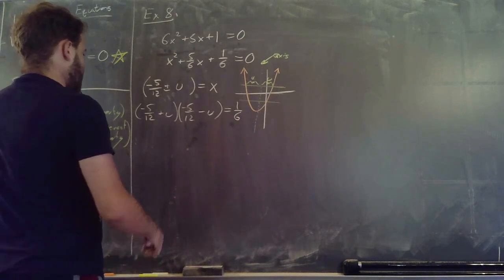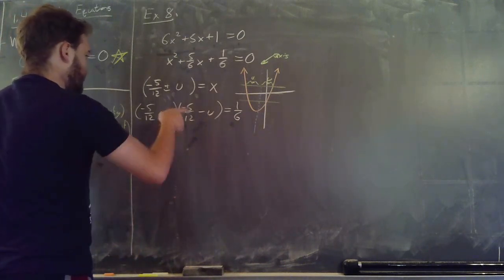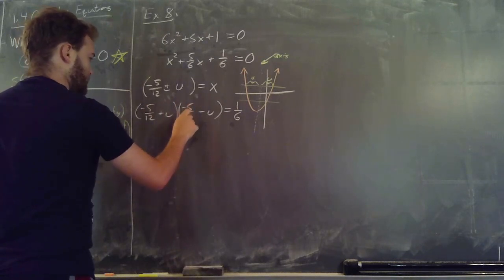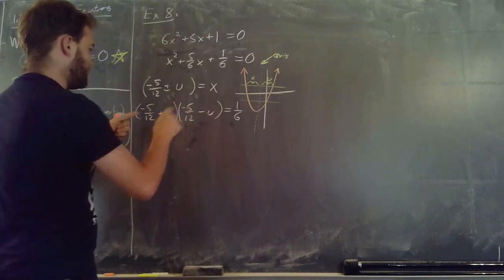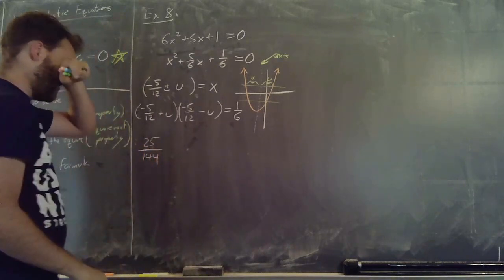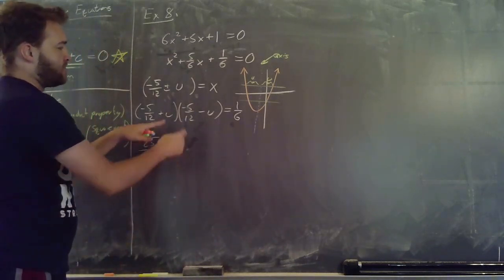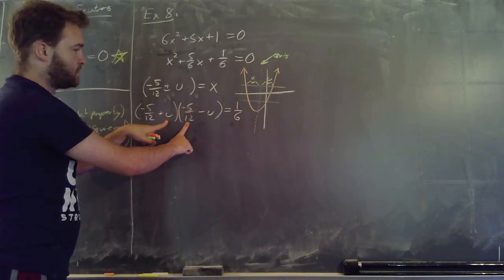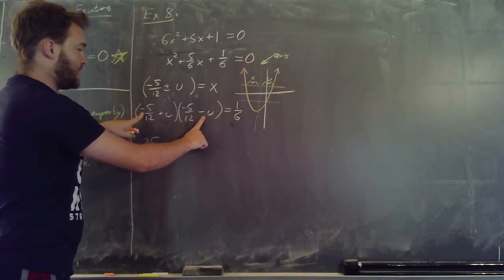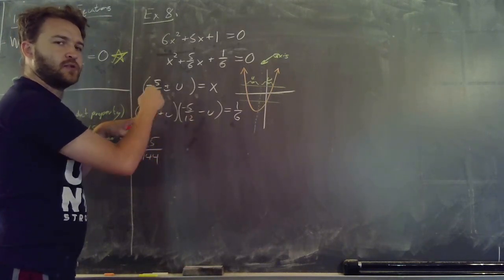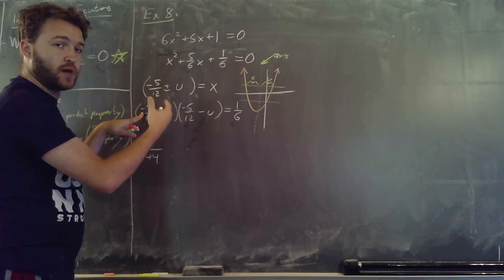So if you notice what I have here, this is negative 5/12 times negative 5/12. Well, that's double negative, so it's positive. 5 times 5 is 25, 12 times 12, 144. Then you'll notice I have plus u times negative 5/12, which is minus 5/12 u. And then I have minus u times minus 5/12, which is plus 5/12 u. So I have a minus 5/12 u and a plus 5/12 u. In other words, it goes away.